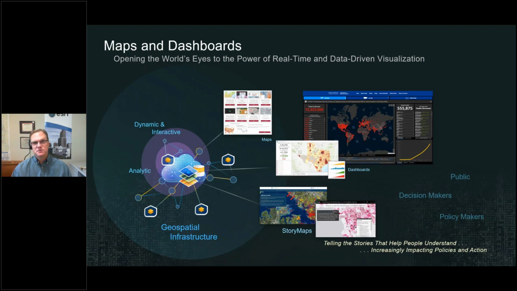I think that's a great testament to it because, again, it allows you to tell your story in a dynamic, attractive way to get the attention of your audience. So again, story maps is just a part of ArcGIS Online, storymaps.arcgis.com. If you haven't already bookmarked that, you need to.